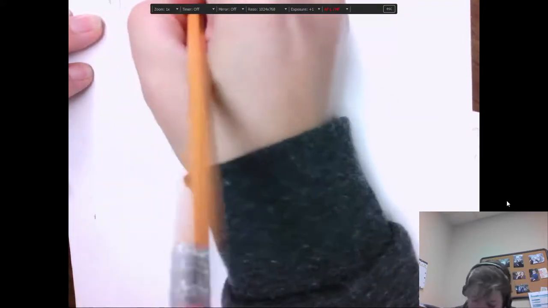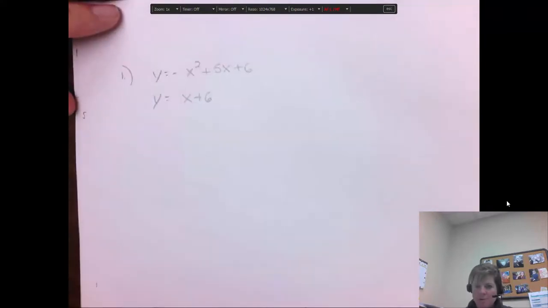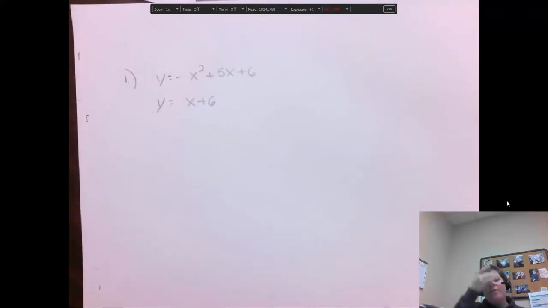It looks like y equals negative x squared plus 5x plus 6, and y equals x plus 6. Okay, so there are my two equations. These are in the form y equals, so that makes them really easy to put in a calculator. So I'm going to put them in a TI here.